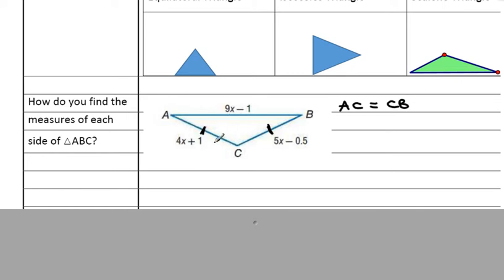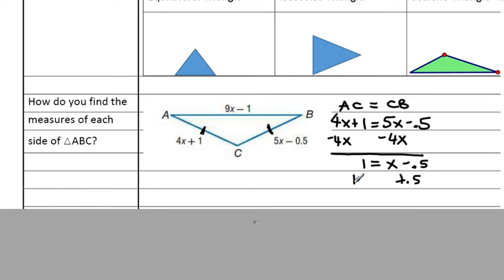So algebraically, we take the expression that represents AC, which is 4x plus 1, and we set it equal to CB, which is 5x minus 0.5. In order to solve for x, I'm going to go ahead and subtract 4x from both sides. So I get 1 equals x minus 0.5. So I'm going to add 0.5 to each side. So I get x equals 1.5. So we have to use the fact that this is an isosceles triangle in order to solve for x.